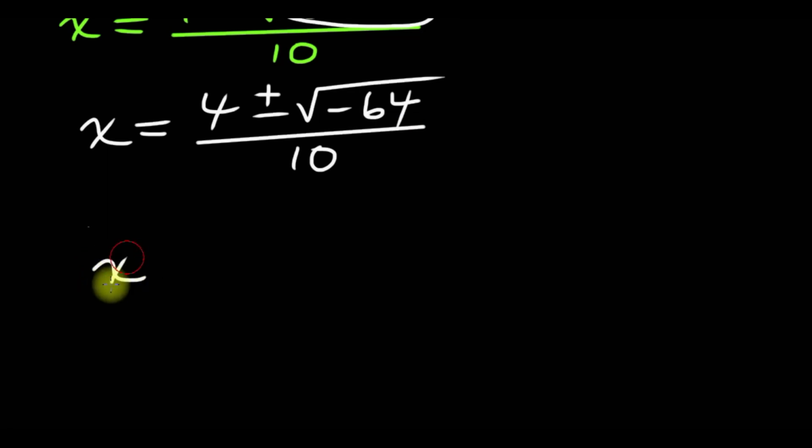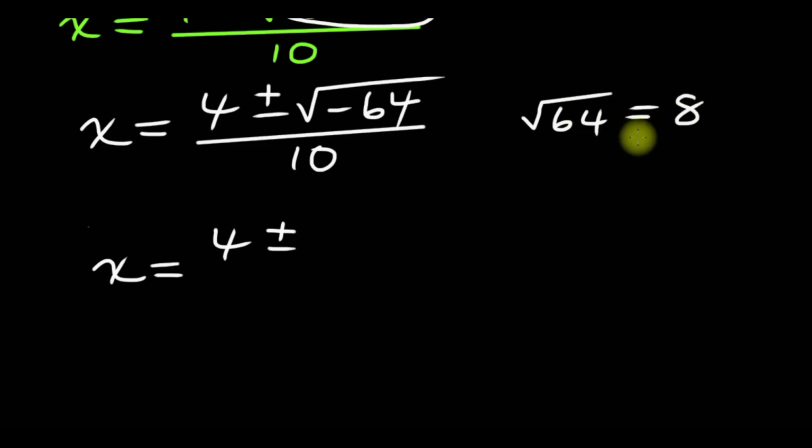So continue here. We have x is 4 plus or minus. Now the square root of 64: if you take the square root of 64, you get 8, because 8 times 8 is 64. Now the square root of negative 64 is not a real number, because you cannot come up with a number multiplied by itself that is going to give you negative 64. So this is not a real number. It's an imaginary number.